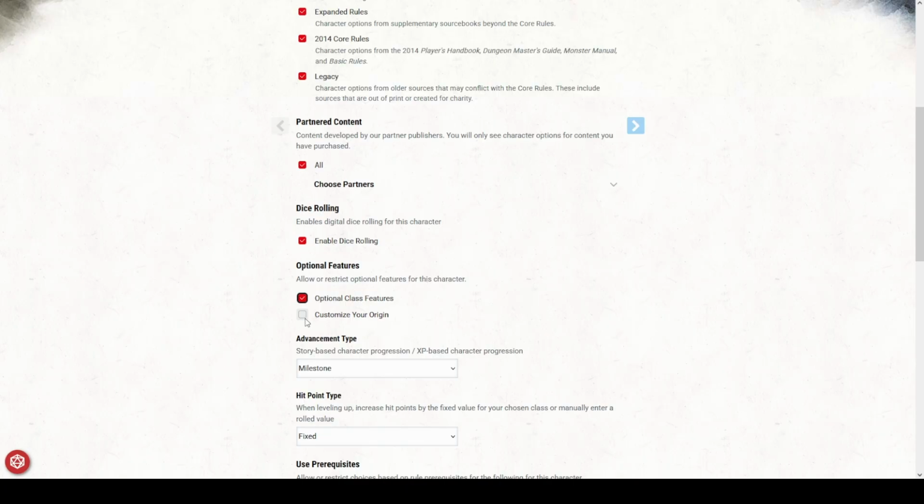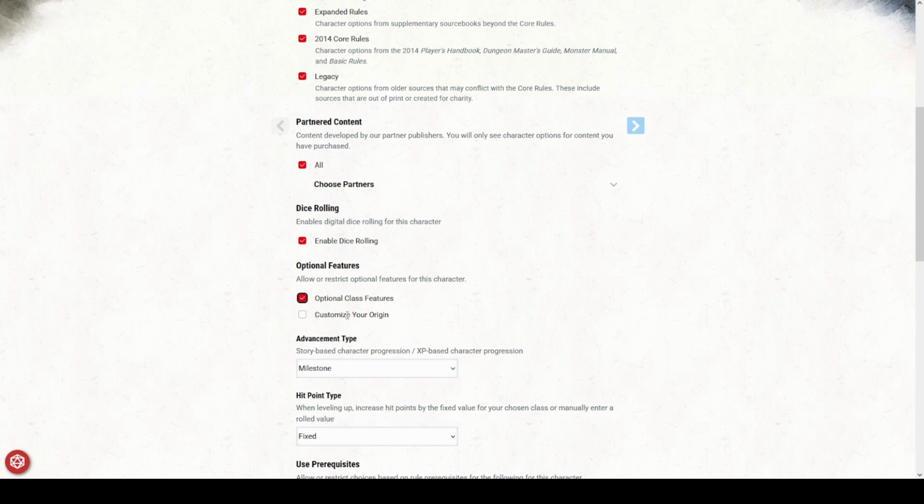We're going to click both of these. Customize Origin. This is if you don't find any of the species options fun. This lets you just make I'm this, and these are my things.